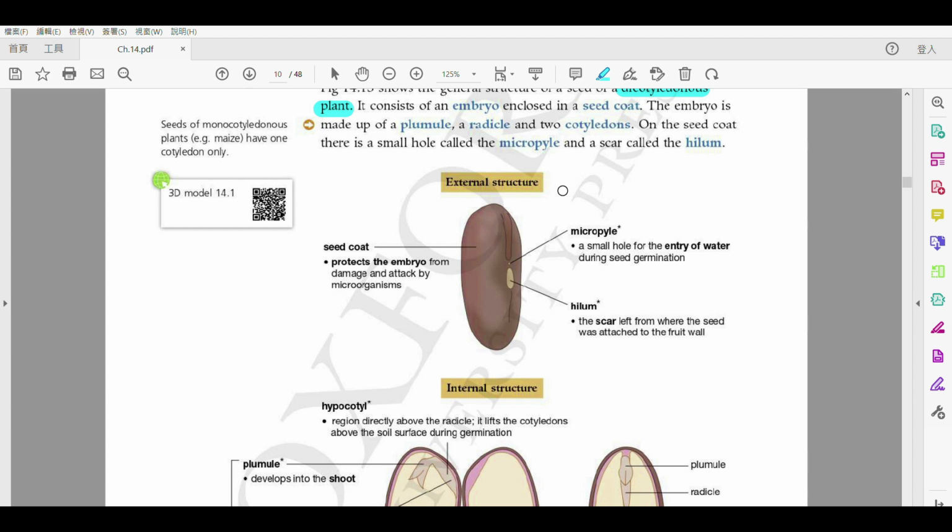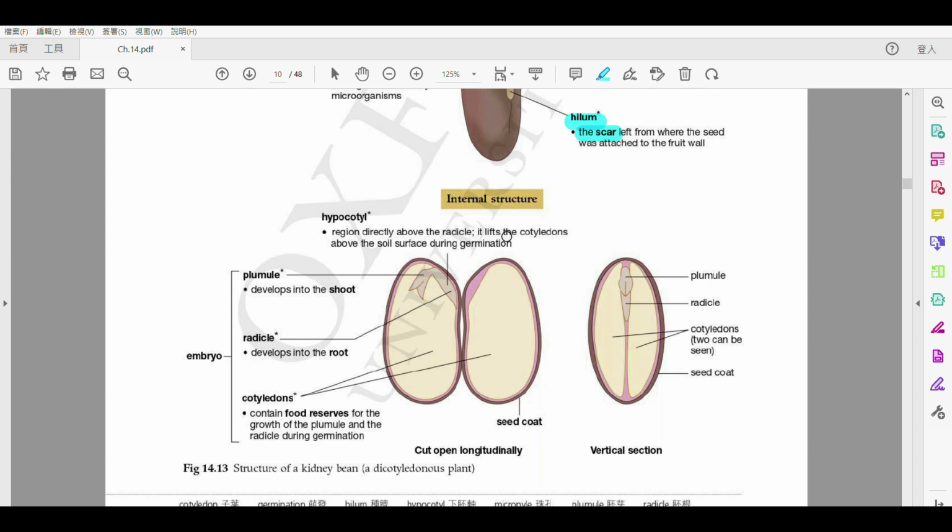About the external structure, carefully speak it after me: seed coat, micropyle, hilum. Seed coat, you know that. It's a very tough layer protecting the seed. The micropyle is a small hole, and earlier it was for the male gamete to get into the female gamete, but now it is mainly for the entry of water. Lastly, the hilum is basically useless. It's just a scar.